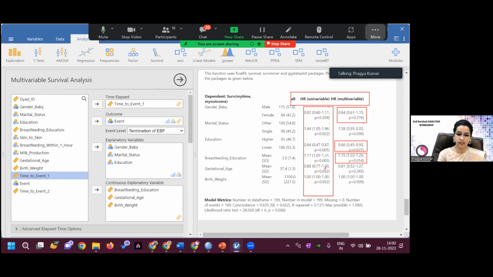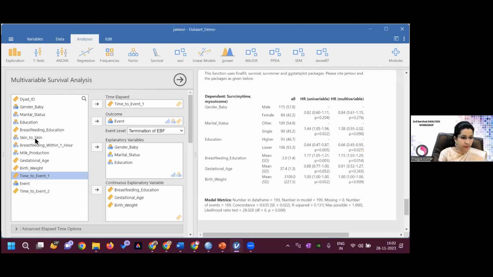Initially, in the unadjusted, these were significant. But when you adjusted for the other variables, I think there are only two variables which are significant: education and breastfeeding education. This breastfeeding education is a continuous variable, like the number of sessions which the women got during the prenatal period. And again, I can add skin to skin contact also; maybe you can enter it here as a part of this.